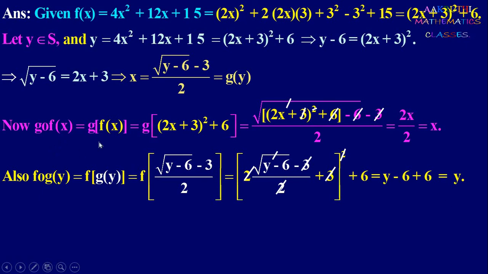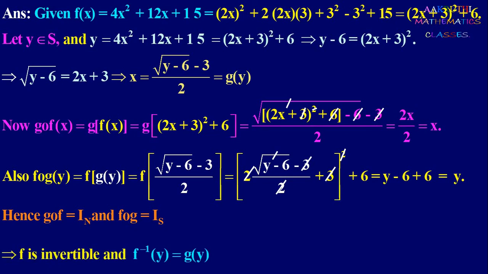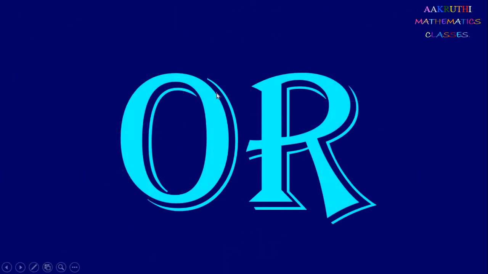So here g∘f(x) is x and f∘g(y) is y. Therefore g∘f is the identity function and f∘g is also the identity function. So there exists a function g such that g∘f is the identity function and f∘g is also the identity function. Therefore f is invertible, and f inverse of y is g(y), which is (√(y−6) − 3)/2. So the inverse of the given function is (√(y−6) − 3)/2. Now we can solve this problem using one-one and onto.